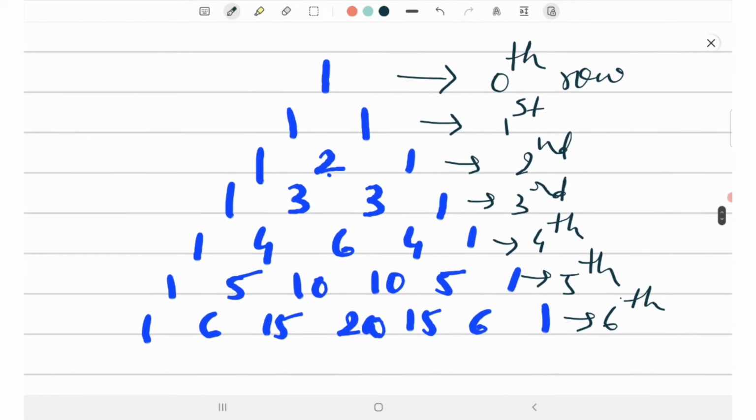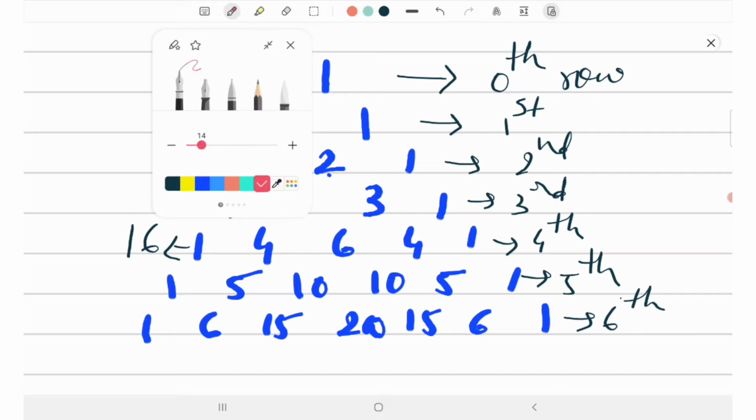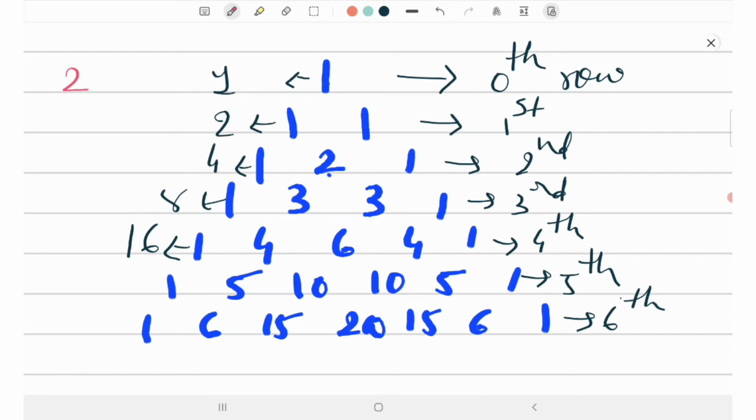Now I want you to focus here on the summation of these numbers. This 1 just remains 1, this is 1 plus 1, 2, this is 2 plus 1 plus 1, 4, this is 8, this is 16, and so on. Now, do you identify any pattern here with the summation of the numbers? If you just focus here, we can write this in terms of 2 to the power of n, where n is the row number.